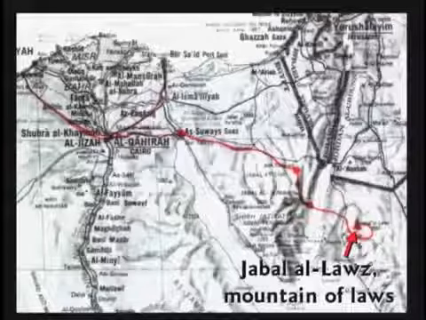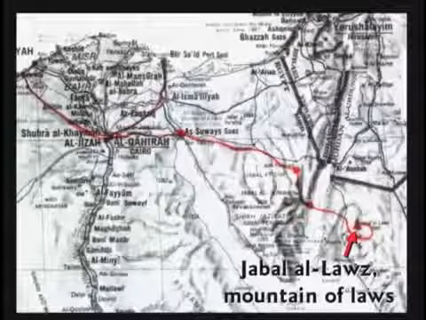If you look at the far right, this arrow is pointing to a mountain in Saudi Arabia called Jabal al-Laws, which means Mountain of Laws. It's been labeled that for centuries. Could Mount Sinai be in Arabia?